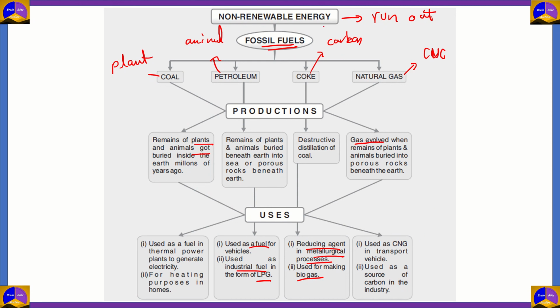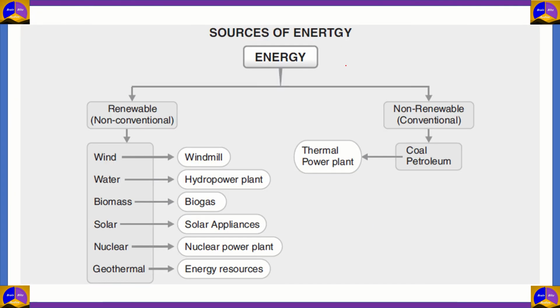So these are the various types of non-renewable energy sources. Now, we know non-renewable sources are conventional, and the examples being coal and petroleum, and they are used in thermal power plants in order to produce electricity.